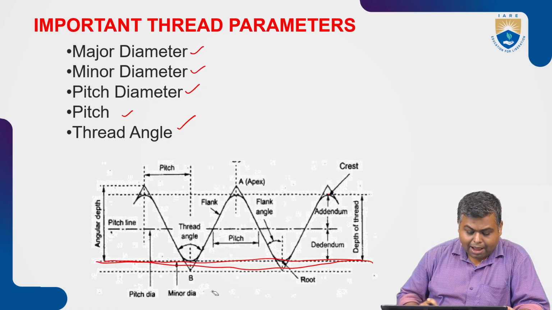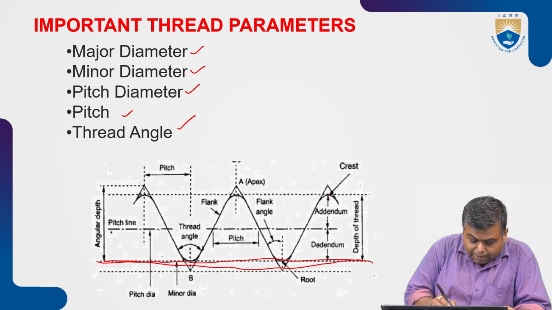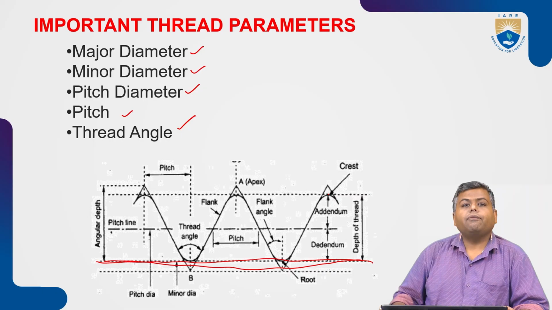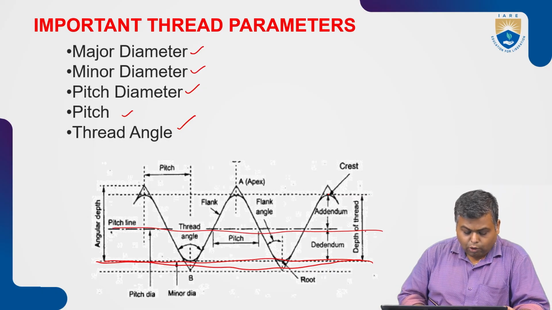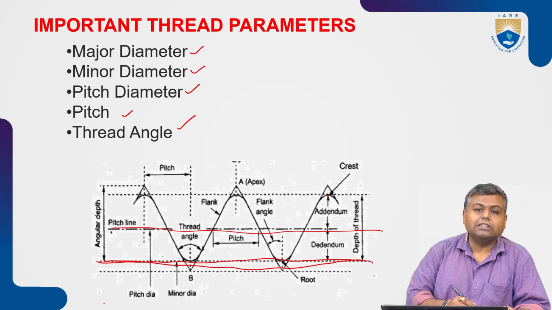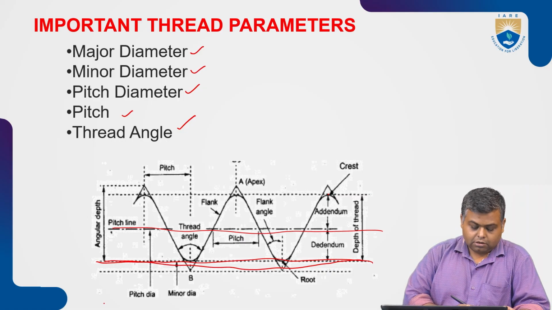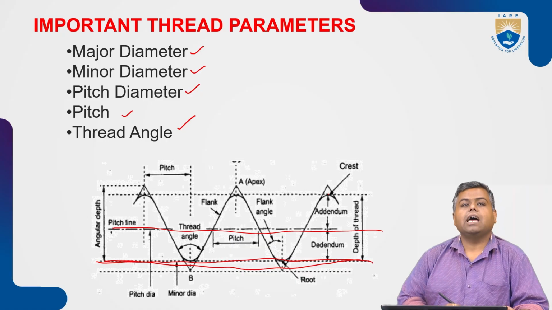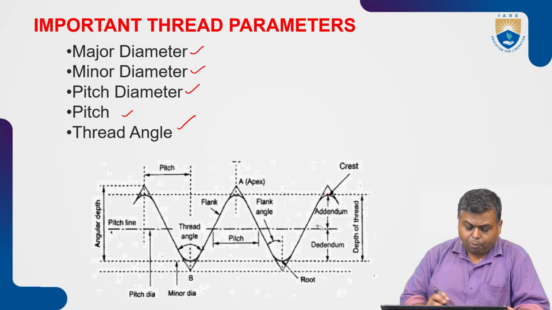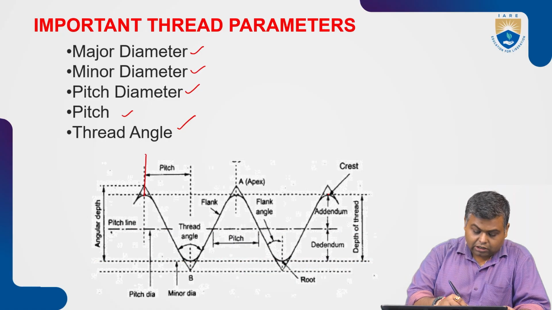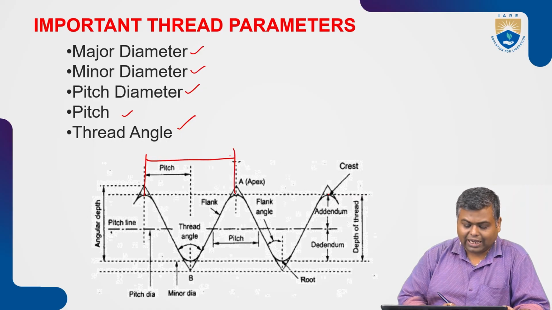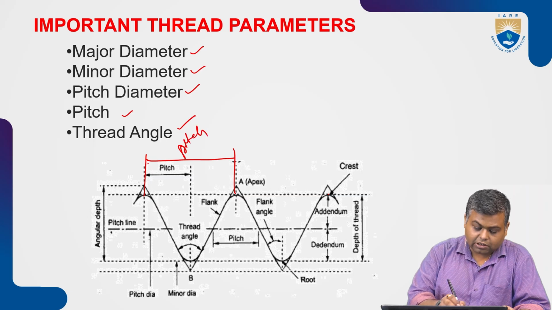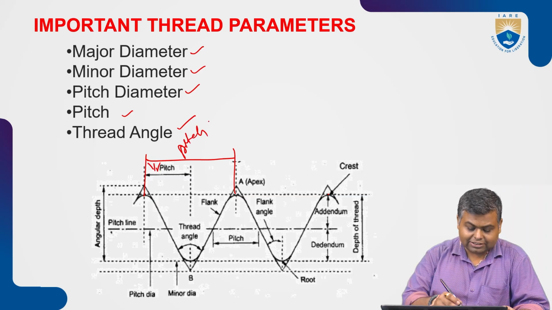Now coming to pitch diameter, generally the pitch diameter will be with respect to the pitch line. If I draw a pitch line along the thread, whatever is measured in the opposite direction of the same pitch line, that diameter is called the pitch diameter. Now coming to pitch, it is the consecutive distance between two crests. This part is called the pitch. This is half of the pitch and this is the pitch.